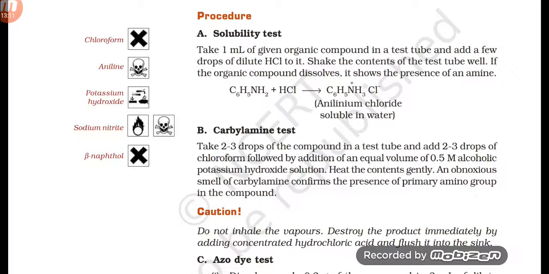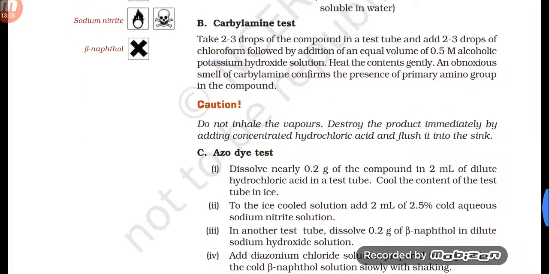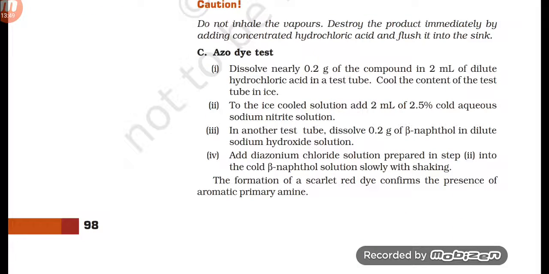Second one is the carbylamine test, where you take 2-3 drops of the compound in a test tube and add 2-3 drops of chloroform, followed by addition of an equal volume of 0.5 molar alcoholic potassium hydroxide KOH solution. Now you have to heat the contents gently, and an obnoxious smell of carbylamine confirms the presence of primary amino groups in the compound. Do not inhale the vapors; destroy the product immediately by adding conc HCl and flush it into the sink.